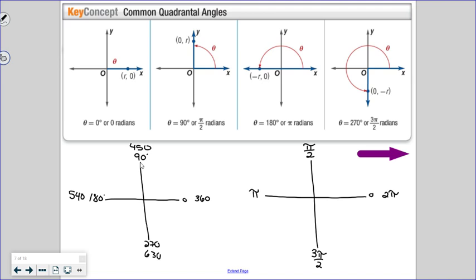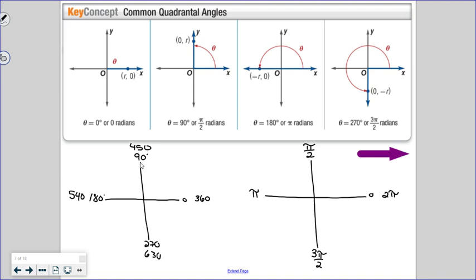Now, if we went past that, we can just keep adding pi over 2. So that would be 4 over 2, 5 over 2, 6 over 2, 7 over 2, 8 over 2. Every line that we add, another over 2. If it's ever over 2, it's going to put you on a positive or negative y-axis. If it's ever a whole number, it's going to put you on a positive or negative x-axis. 1 pi, 2 pi, 3 pi, 4 pi, 5 pi, 6 pi. Any whole number lands us on one of those x-axes.